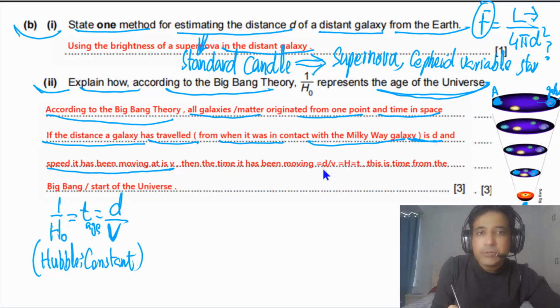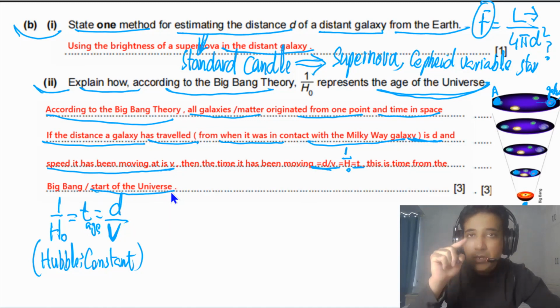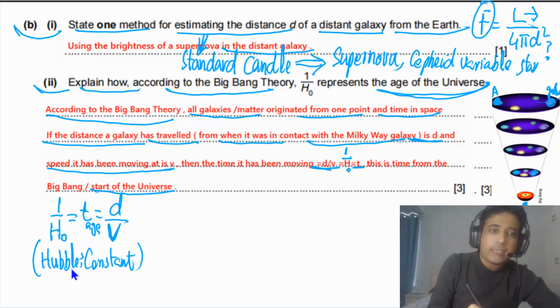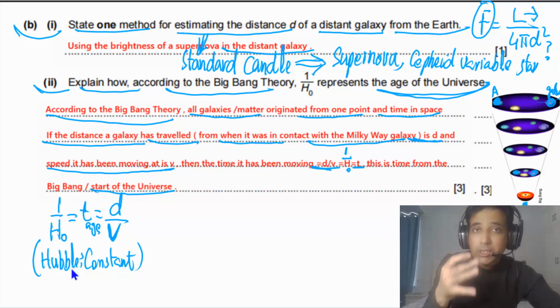Then the time simply we can say will be equal to d over v, and this one is equal to t. So actually this one has to be 1 over h. So this is 1 over h now. So this is the time from the Big Bang, or we can say this is the time from the start of the universe. So 1 over h naught is representing the age of the universe.